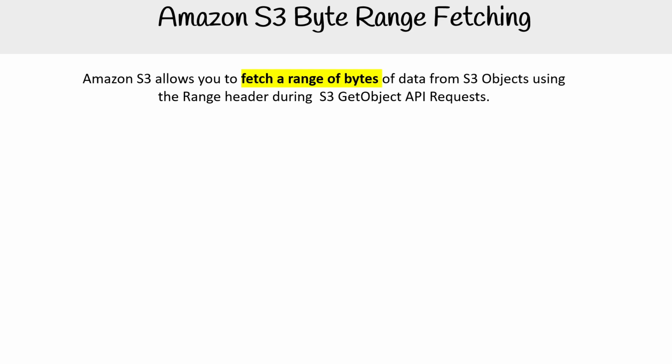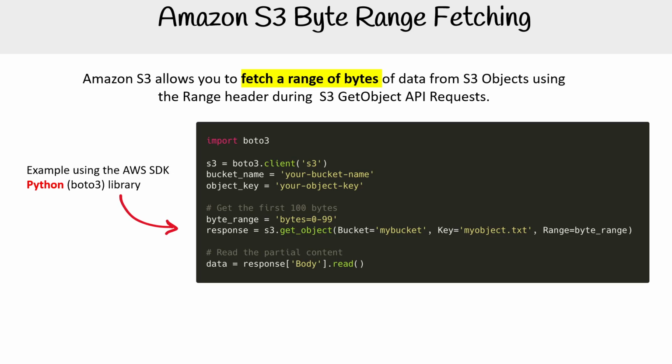Let's take a look here at Amazon S3 byte range fetching, and this allows you to basically fetch part of an S3 object by specifying the header range to get that information. So here's an example of some Python or Boto3 code that we have written here, Boto3 being the AWS SDK for Python. And the idea here is that when we're doing our get object, we're going to provide a range and we're going to say the range of bytes that we want. So 0 to 99 is going to give us the first 100 bytes, and then we can read that data.